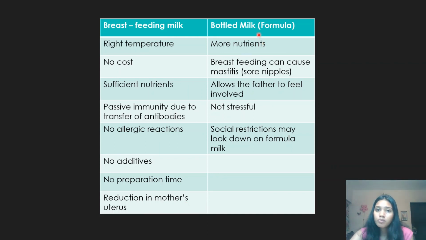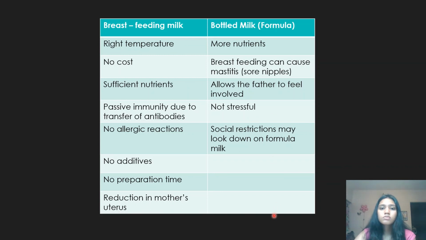Now, bottled milk. An advantage of bottled milk is that there are more nutrients. It allows the father to feel involved in the whole process of feeding the baby. This is not such a solid argument, but it's in my textbook. It is not stressful. So very often breastfeeding can be stressful. Like if a mother is stressed, the milk in her breast may dry up. Okay, and that could cause more stress. So yeah, formula milk has nutrients and everything, so it's not stressful.